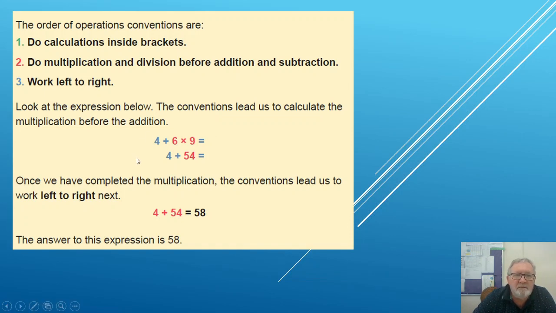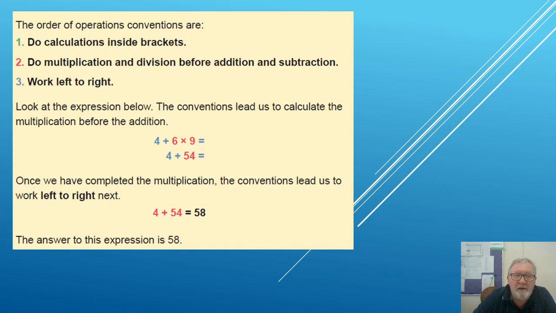Now let's look at the expression here. 4 plus 6 times 9. Because multiplication comes before addition and subtraction, we do the multiplication first, even though it's on the right in this case. 6 times 9 is 54 plus 4. Because multiplication is stronger than addition, it's in the convention that we do it first, then it must be done first.